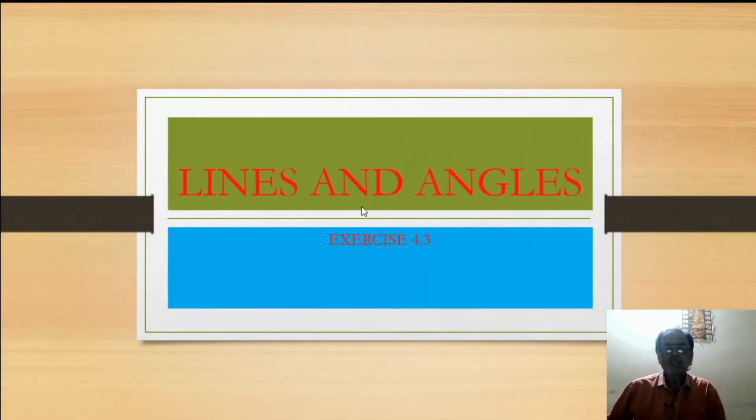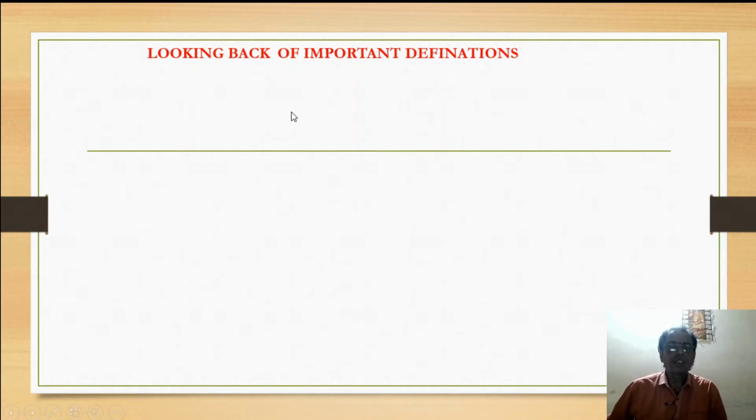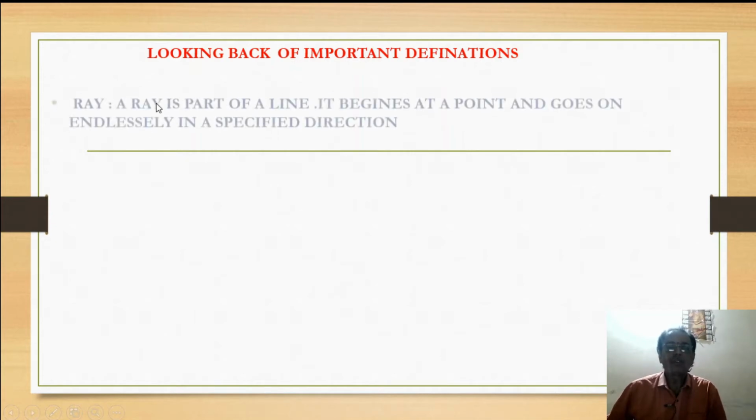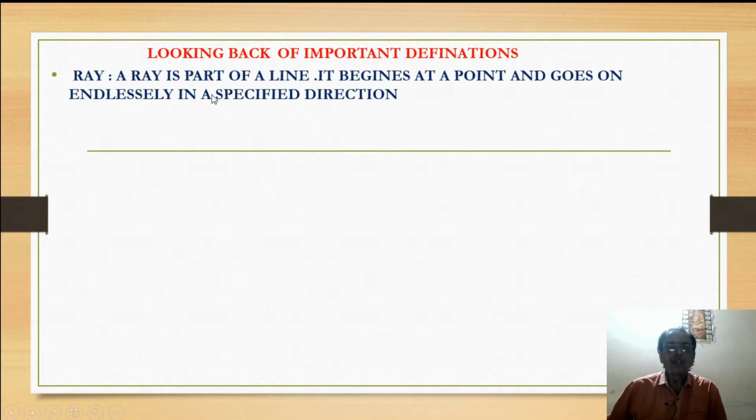Now let us see students, lines and angles, exercise 4.3, class 9. Now looking back at important definitions, once again let us recall all the definitions. Ray. A ray is a part of a line. It begins at a point and goes on endlessly in a specified direction.